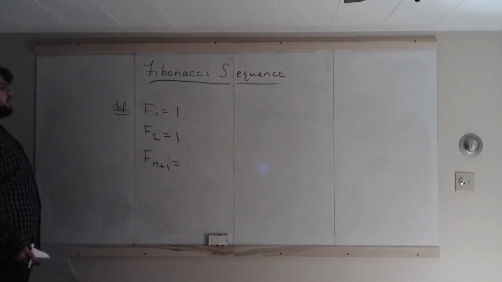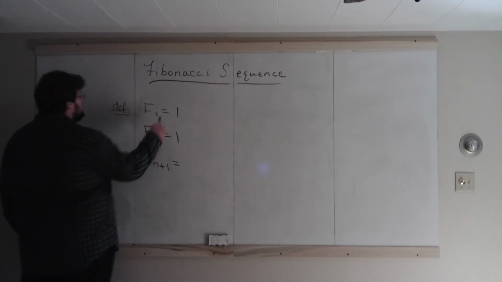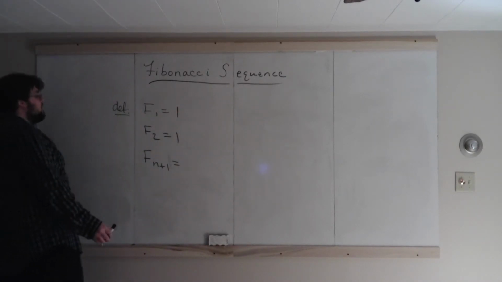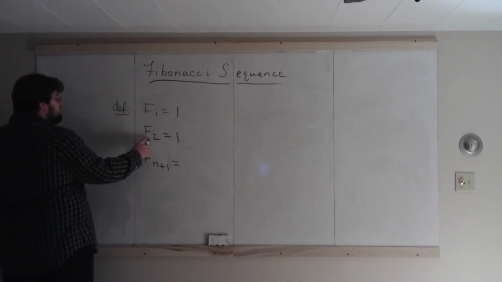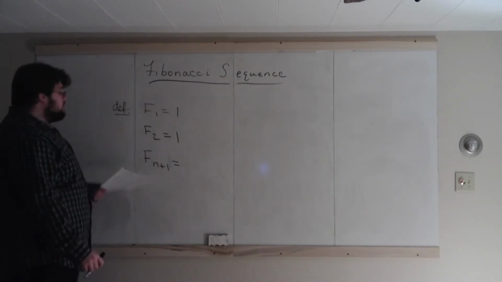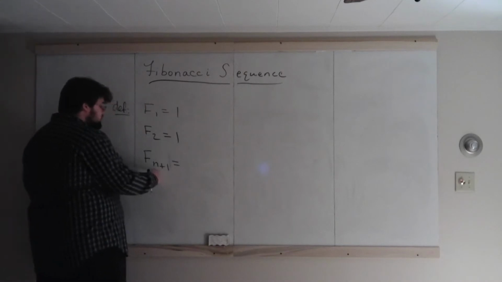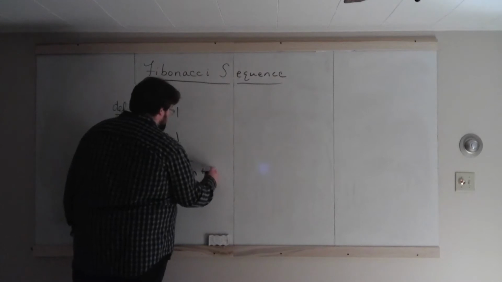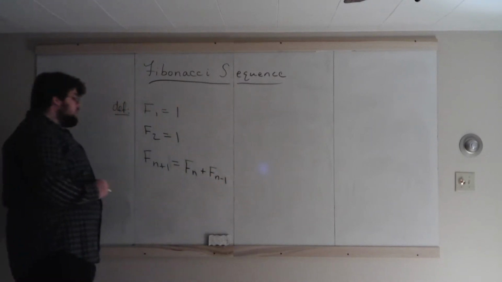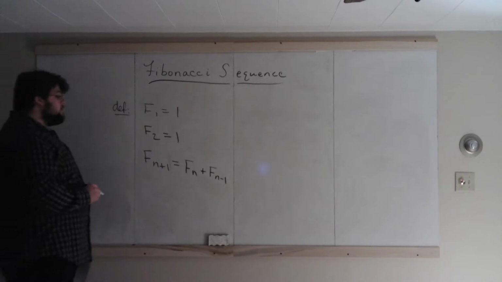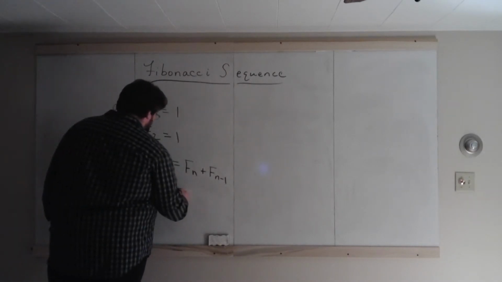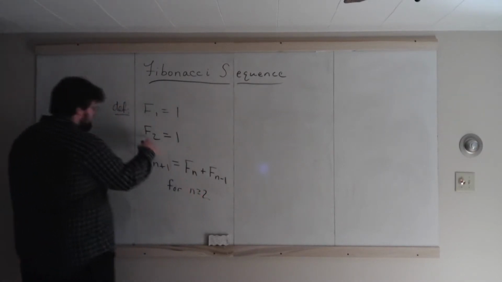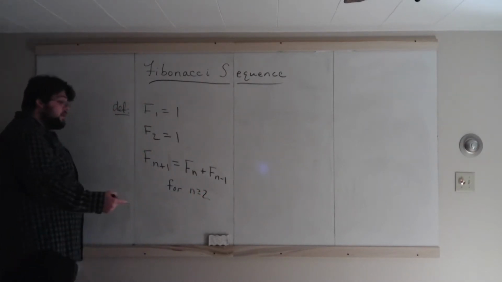It's defined recursively. We're going to label the numbers in the sequence capital F with a subscript. The first number, F1, is 1. The second number is also 1. But then, after this, the next number is the sum of the previous two numbers. So F(n+1) equals F(n) plus F(n-1), and this is for n greater than or equal to 2, because we already defined it for 2, so we want it to start being defined for subscript 3.